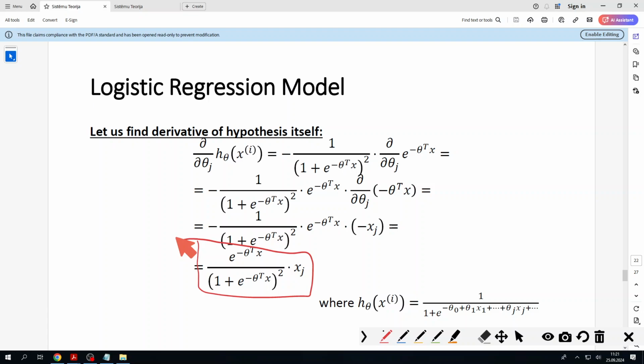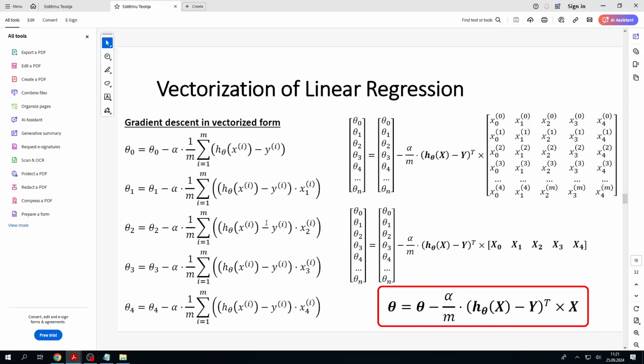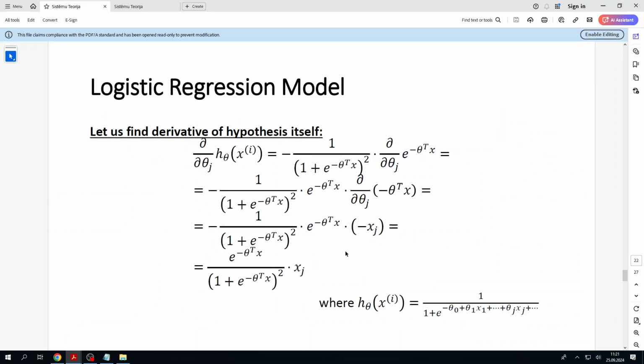How is this derivative similar to the derivative of the linear regression, you might ask, yes? Because what I am claiming is this stuff, what we have obtained here, is exactly same as here. Well, let's see if we can make it.